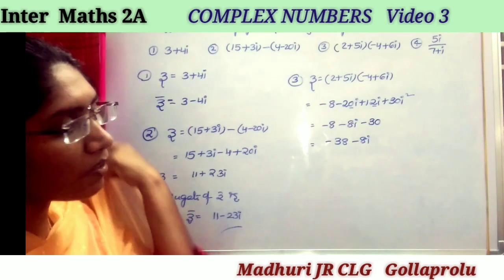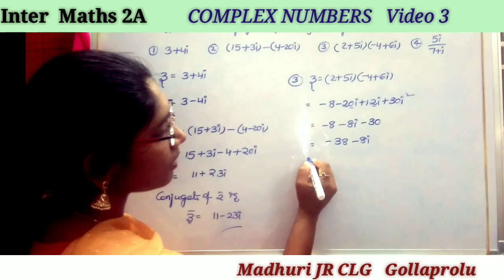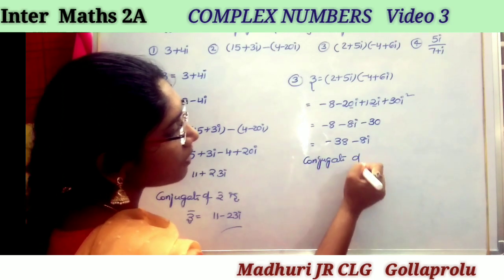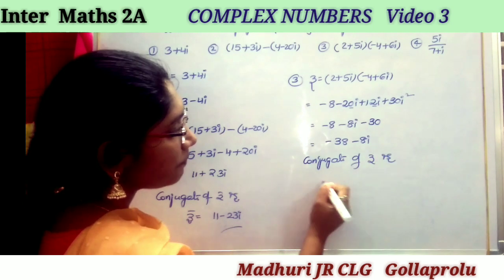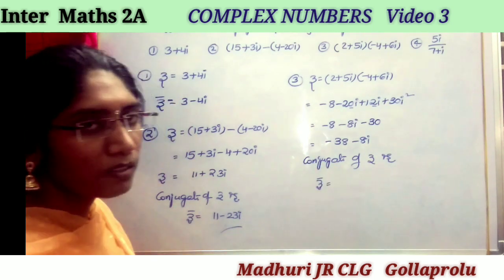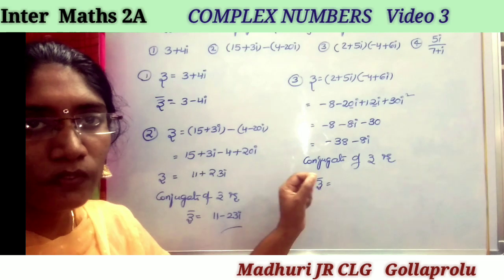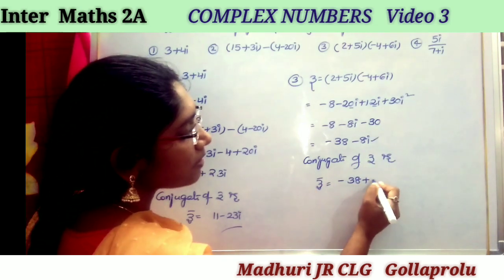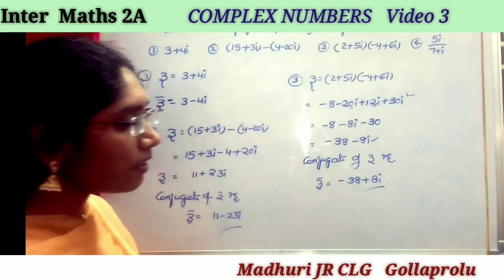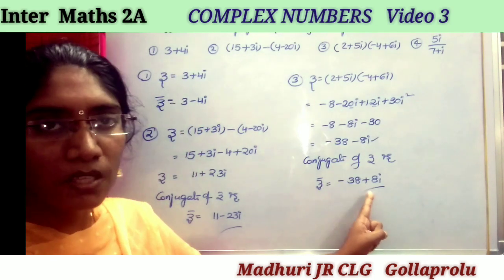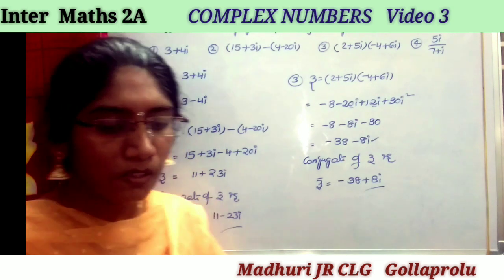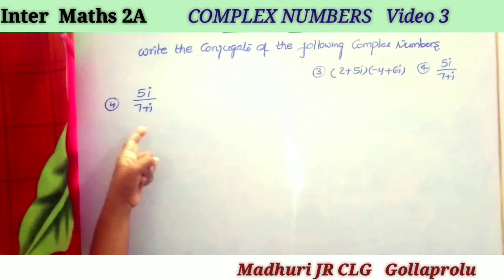Now this is the given complex number. Now what is its conjugate? Therefore conjugate of z, z bar, is obtained by simply changing the sign of the imaginary part, that is, the answer is minus 38 plus 8i. Just change the sign of the imaginary part to get the conjugate, that is minus 38 plus 8i. That's all.